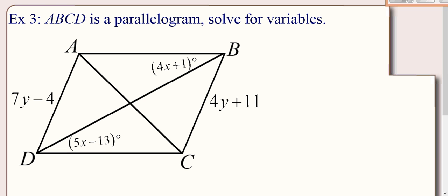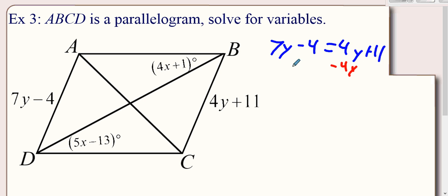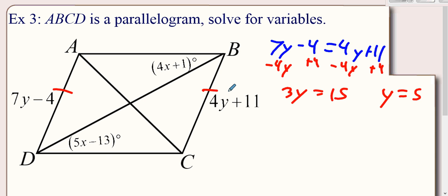So here we've got another example. We've got some angles. We've also got some sides. You know that these opposite sides are congruent. That's a property of parallelograms. So 7y minus 4 equals 4y plus 11. So solve it out. You get 3y equals, let's add that 4 over. 3y is 15. So y is 5 because opposite sides are congruent.